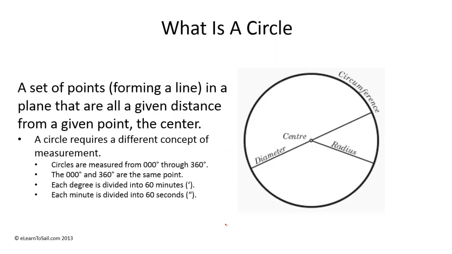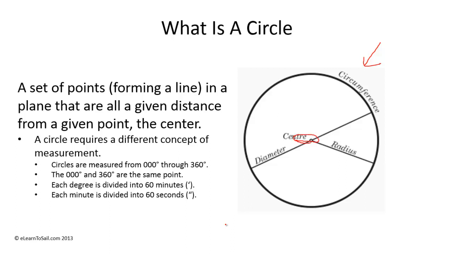So the first thing we're going to do is talk about some definitions. And some of this may seem fairly simplistic to some of you, but I'd like to cover it just the same because there are certain points that I want to make sure get covered. The first definition is, what is a circle? And you can see right here we have a circle. A circle is a set of points forming a line in a plane that are all a given distance from a given point, that being the center.